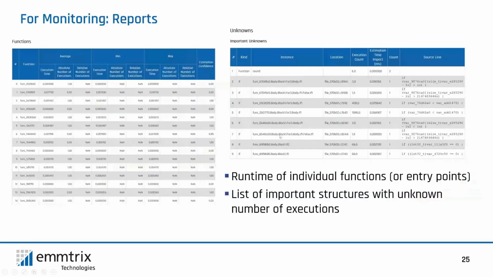So how can this look like? You can basically get reports like this. You can see there are different functions. You have average, min, max time. So you can track all these numbers. You get a list of unknowns, so what kinds of blocks or parts of the source code cannot be analyzed, and you get all this information automatically after any changes to the source code were done.